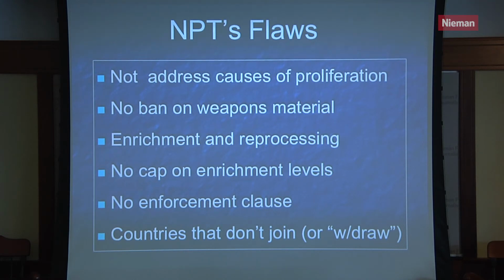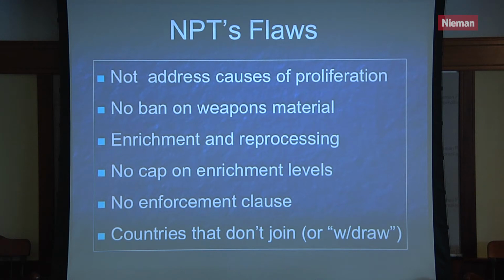There are no limits on enrichment and reprocessing, and so we have big disagreements now. The U.S., and I am on the U.S. side on this, says there is no right to enrichment and reprocessing. Other countries, like our friends Germany and Japan, think there is. And this was an issue during the Iran negotiations when Iran insisted it had a right, and the U.S. said that it didn't, and they sort of fudged it in the preamble, which is what you do in diplomacy. No cap on enrichment levels, no enforcement clause. Let's say you violate it. What happens? The treaty doesn't say.